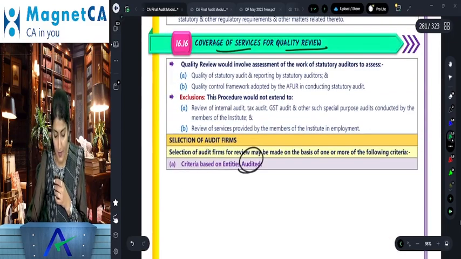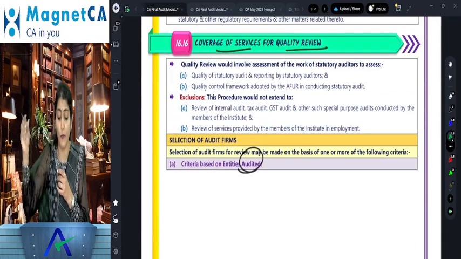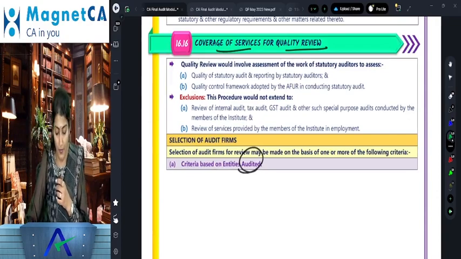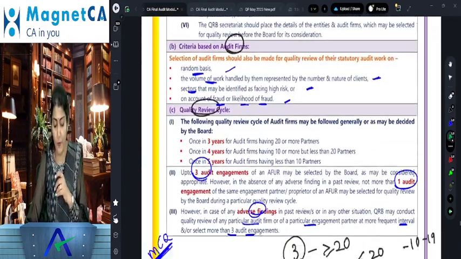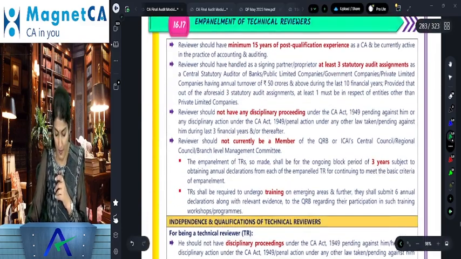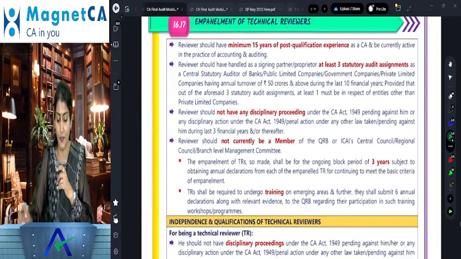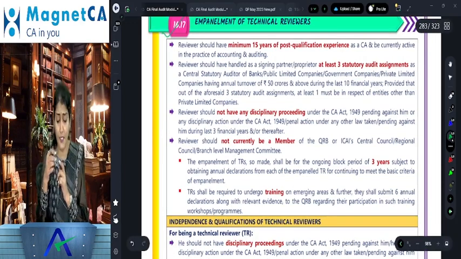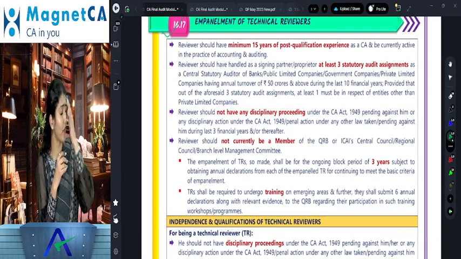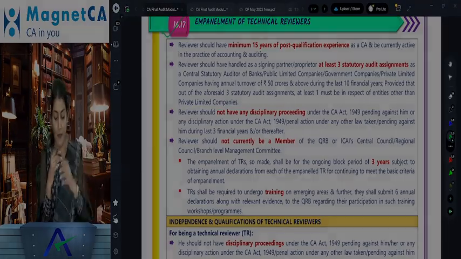So that's regarding the coverage of services for the quality review, depending upon the entities that you're auditing, depending upon your audit firm, and you have the quality review cycle, right? So we take a break, then complete with the quality review, and then come to the 402, 710 and the 720. Okay.